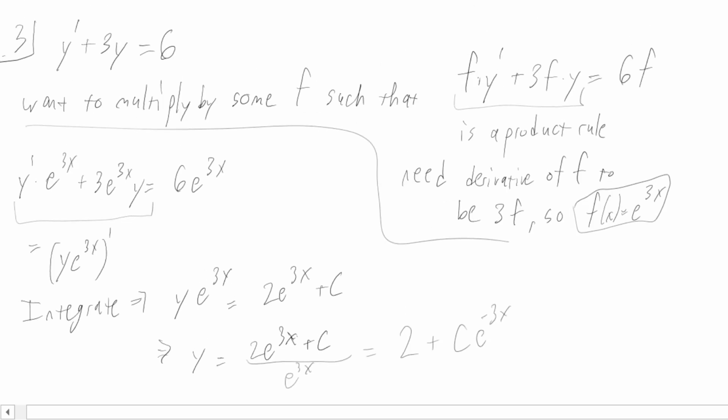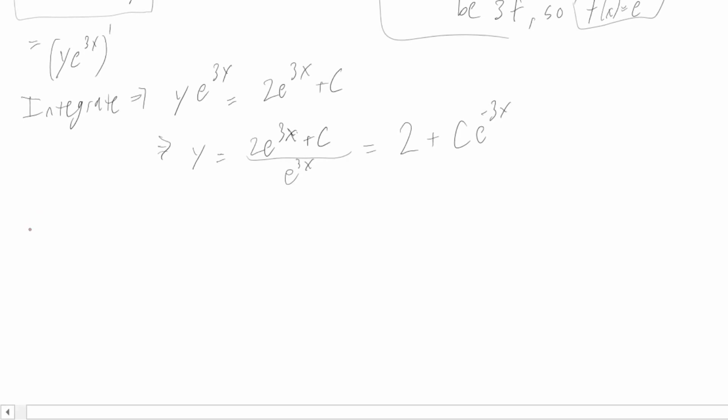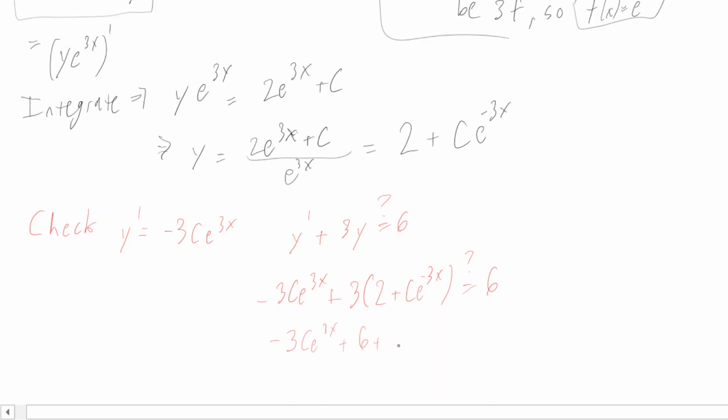And of course, check your work. So taking the derivative of this, we get negative 3c e to the negative 3x, and then plug this in and see if it satisfies the differential equation. And you'll see that the negative 3c e to the negative 3x will cancel out with the other 3c e to the negative 3x, and we're left with just 6 on both sides. So it does satisfy the differential equation.